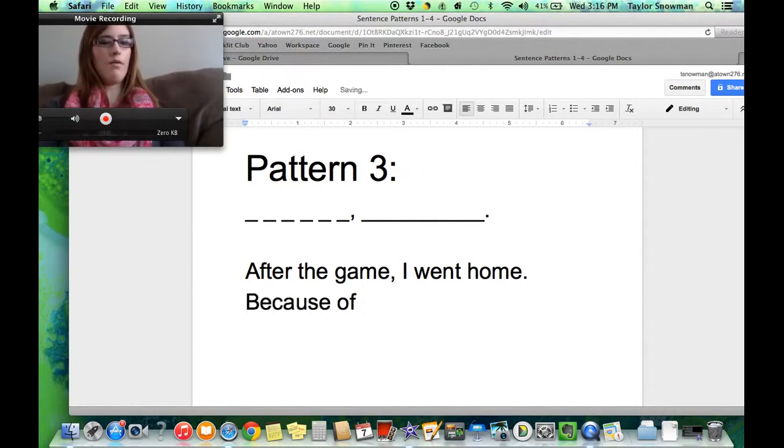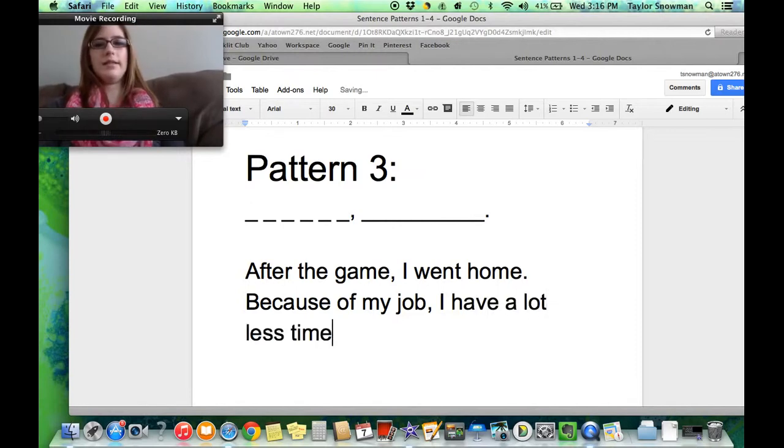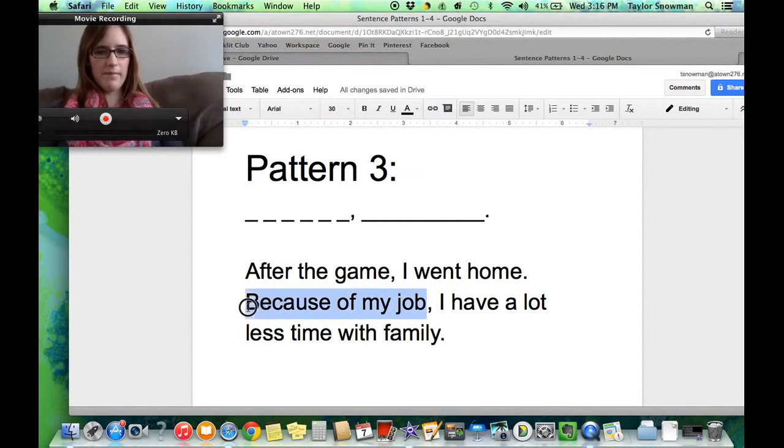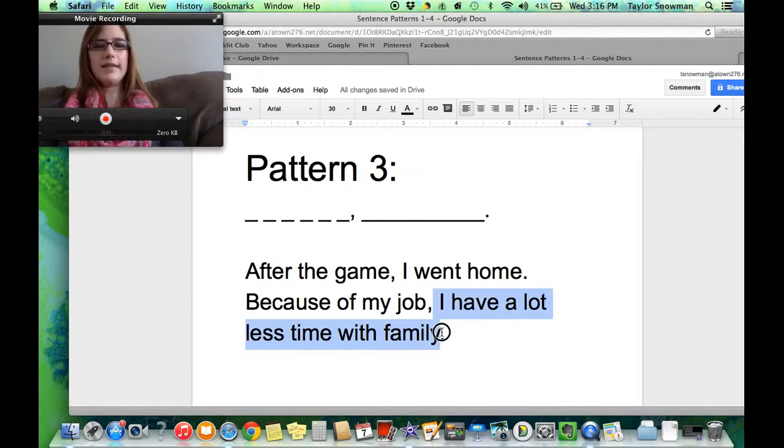Because of my job, I have a lot less time with family. Okay? So because of my job, there is no subject doing a verb there, so that cannot stand on its own. Therefore, it's the dashed line. And then we have, I have a lot less time with my family. That is an independent clause. That could be its own sentence, right? So that will be right there, comma, slap them together with a comma in between. Okay? Let's try one more.